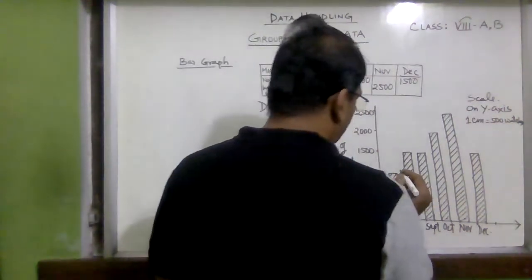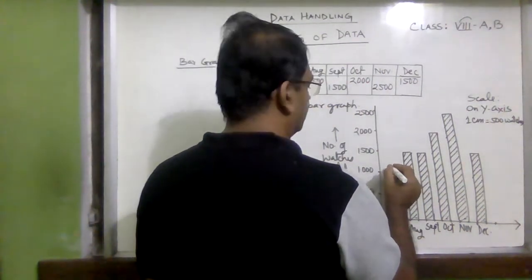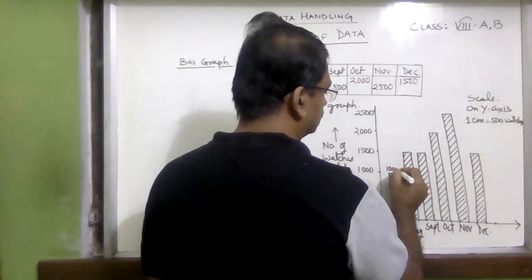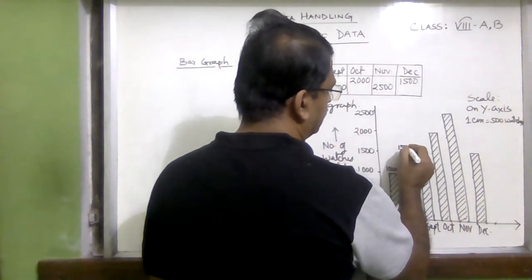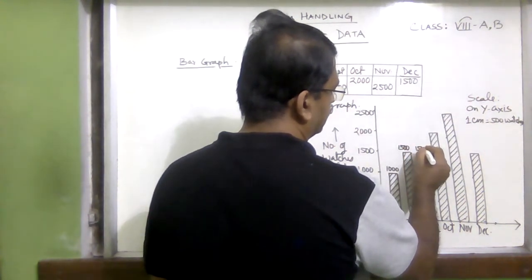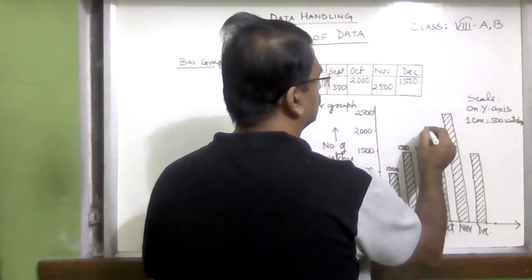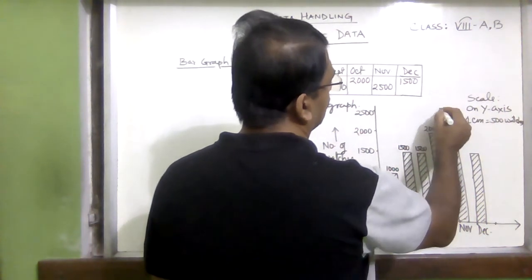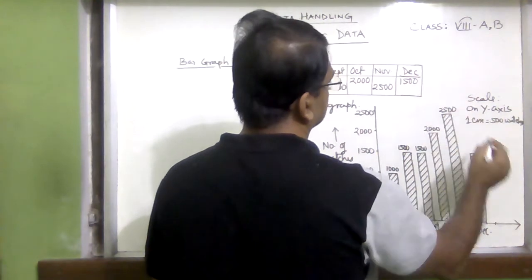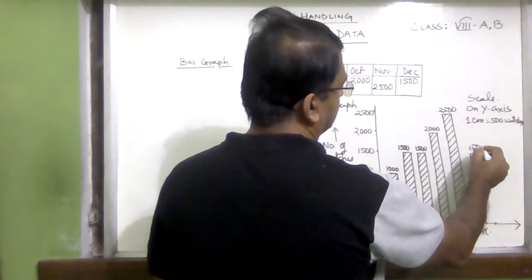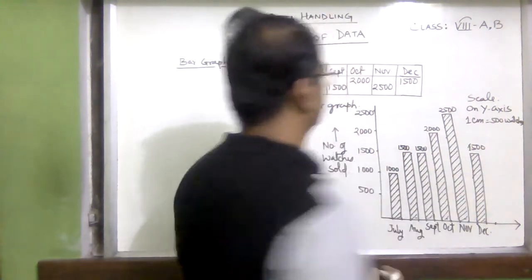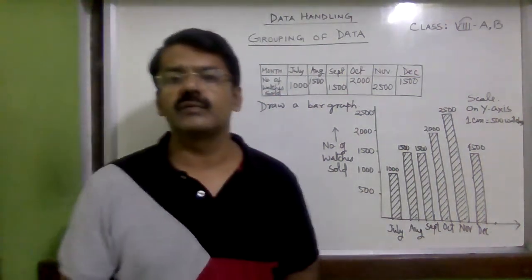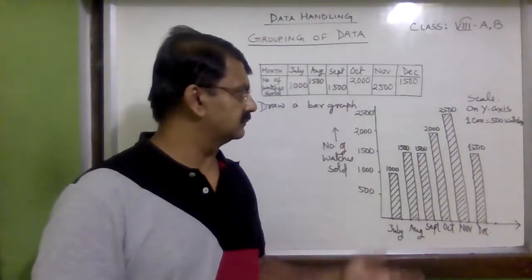Now we can write down the values over here. 1000, 1500, 1500, 2000, 2500, 1500. Okay, so this is the way we can make a bar graph.